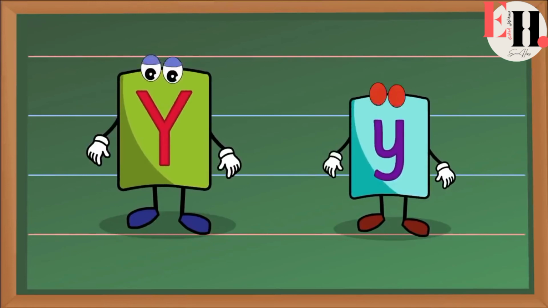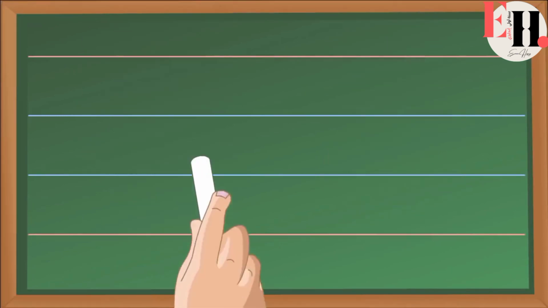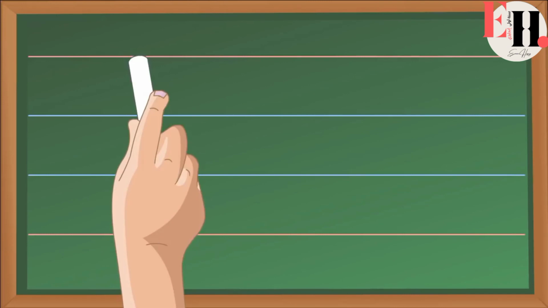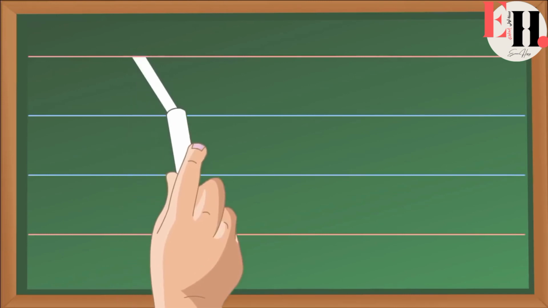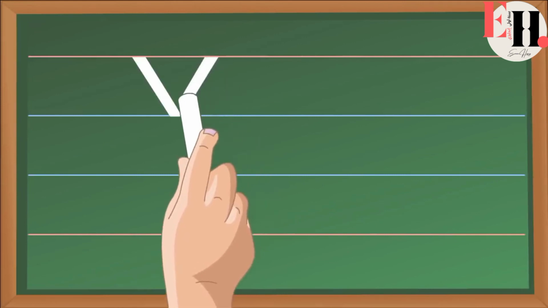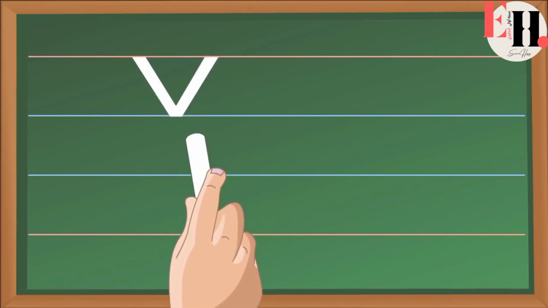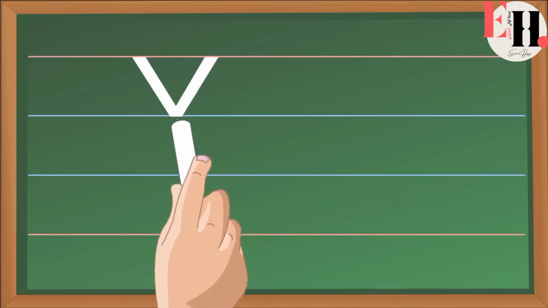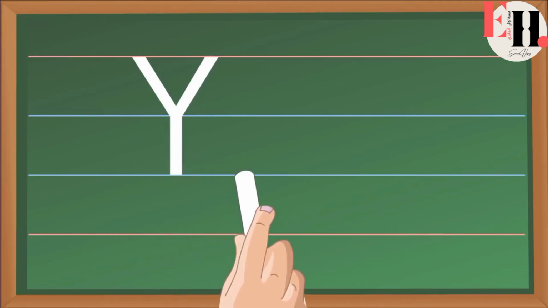Y. Capital Y. Start from the top and make a slant down to the right till the middle. Go to the top again and now make a slanting line down to the left till the middle. From the meeting point of these lines, draw a standing line to the bottom.